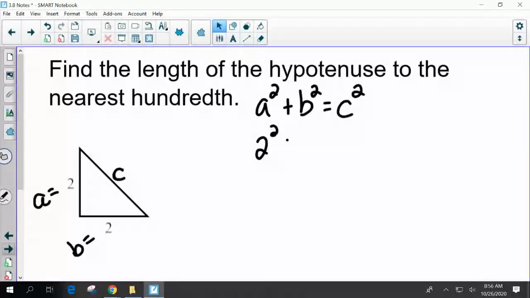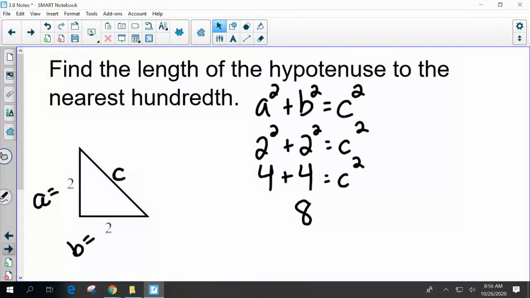So 2 squared plus 2 squared equals C squared. So 4 plus 4 equals C squared. Add that up and you get 8 equals C squared. And then we need to take the square root on both sides. So the square root of 8 rounded would be 2.83, rounded to the nearest hundredth.